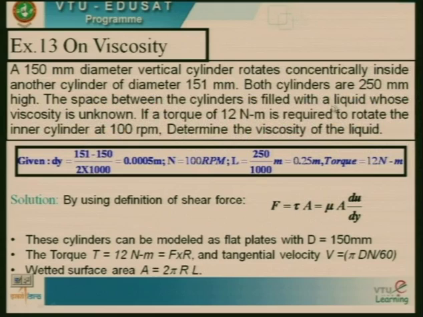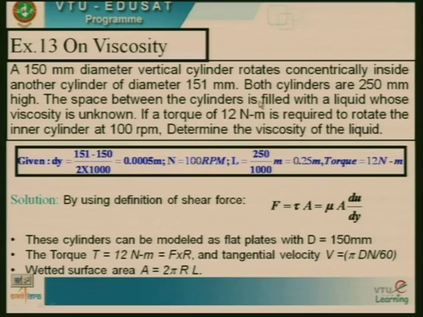Okay. The space between the cylinders is filled with a liquid whose viscosity is unknown. Let us take this diagram. The inner cylinder is moving at 100 rpm, you can see. Outside, one more cylinder is there, 150 mm diameter. You have a small oil gap, and the cylinder is 250 mm in length, mind it well. Is it okay? Now continue the question.